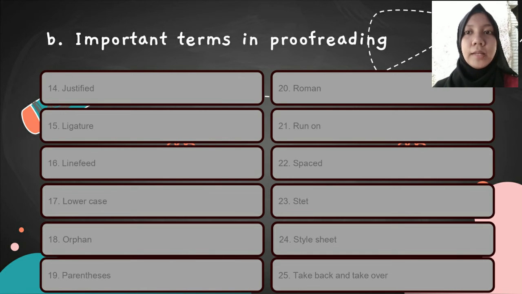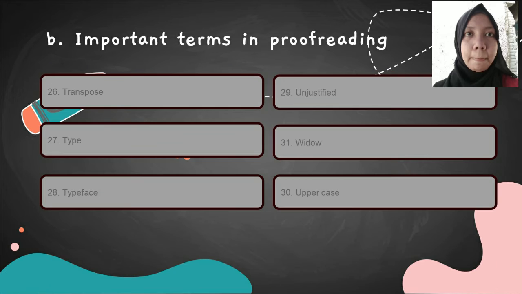Next, take back and take over. Is to fix bad word breaks. You can take back the second part to keep the whole word in the first line, or take over the first part and move it into the next line. Next, transpose, the act or process of changing something from one position to another.